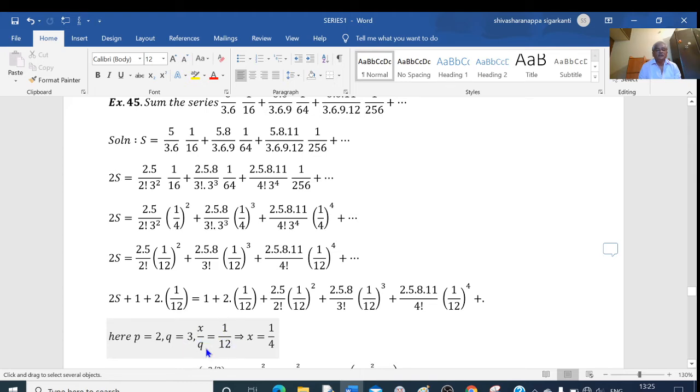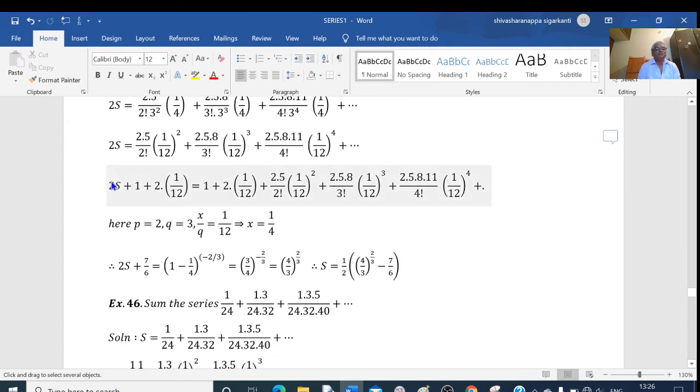This implies x is equal to q by 12, that is 3 by 12. 3 by 12 is nothing but 1 by 4. So right hand side can be written as 1 minus x to the power of minus p by q. So the left hand side is 2s plus 1 plus 2 by 12, which is nothing but 1 by 6. Right hand side, 1 minus x, 1 minus x is 1 by 4 to the power of minus p by q, that is 2 by 3.